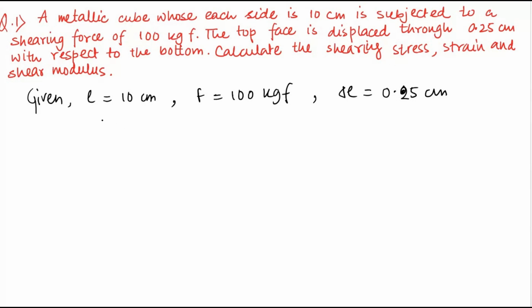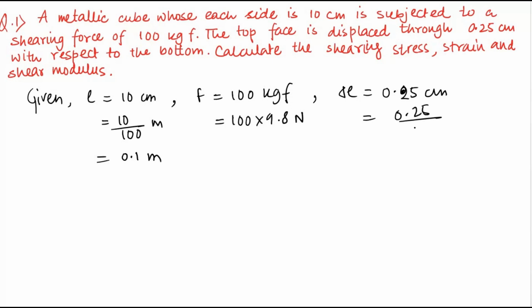So first we are going to convert all of the data into SI units. So first, 10 divided by 100 meter, which is 0.1 meters. Then kgf to Newton, so 100 into 9.8 Newton. Then here also 0.25 divided by 100 meter, so 0.25 into 10 to the power minus 2 meters.